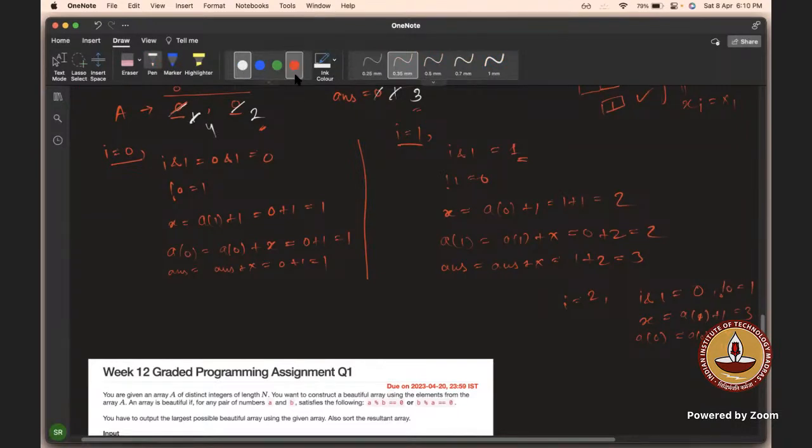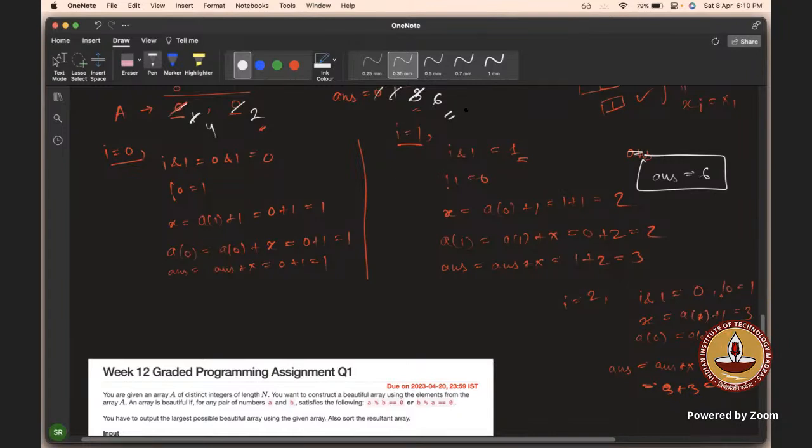And we update our answer to answer plus x. x was 3. So answer was 3, plus 3 equals 6. So we update our answer 3 to 6. And if you see, this is where our algorithm ends. And what we get is answer equals 6, right? Finally, we have got this, which is the correct output.